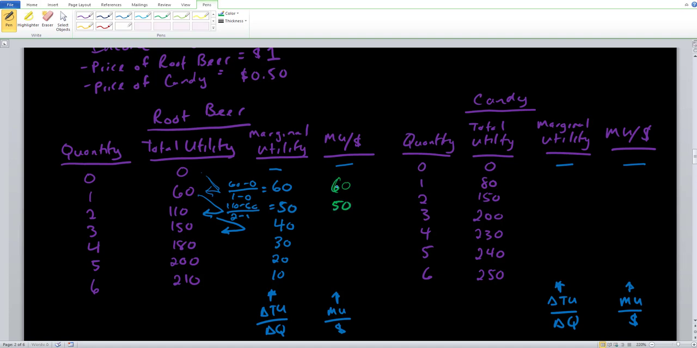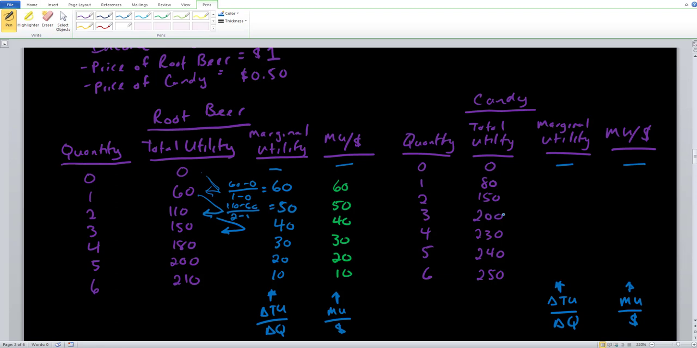And then so on. So here, let me make that 60 a little bit better. So 60, 50, 40, 30, 20, 10. It's just dividing the same exact number by 1, so you're going to get the same value. So here we go, all the way down. And then that's exactly what we do for the very first good. And then we want to do the same exact steps for the second good, for candy.